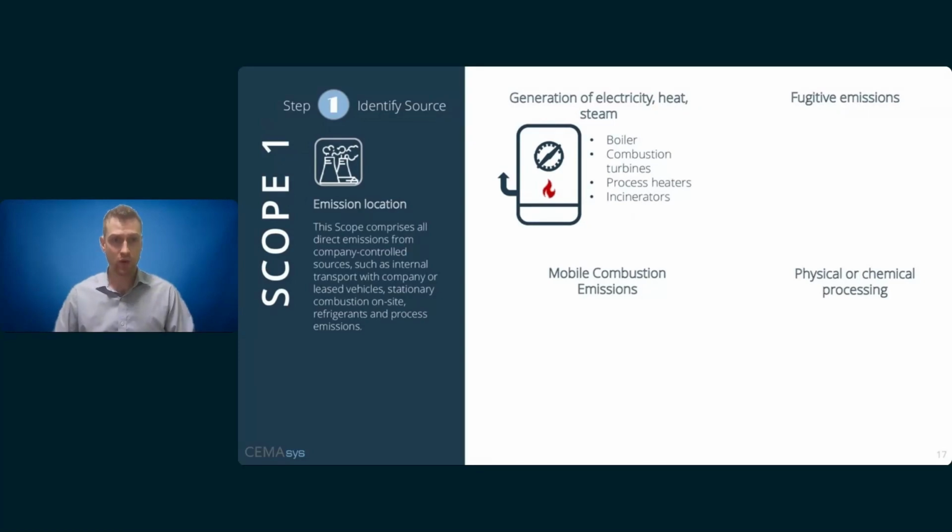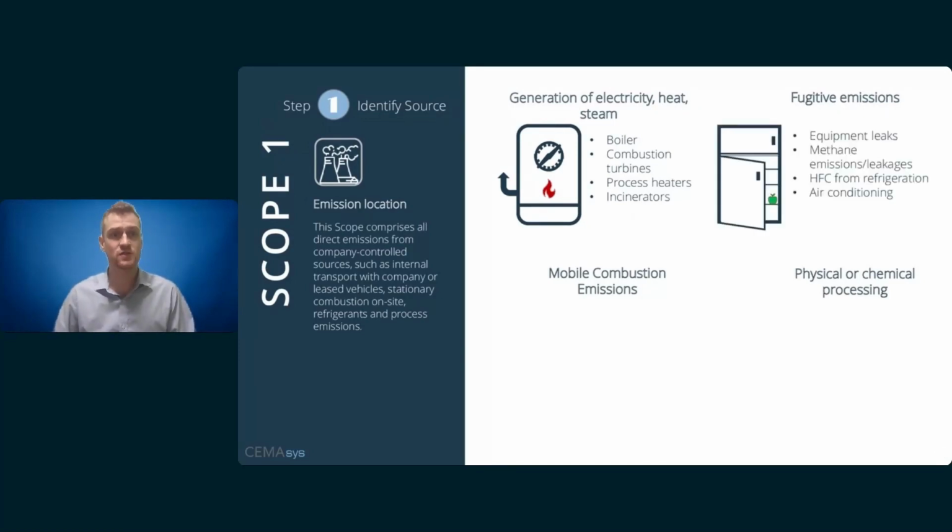We also see scope 1 sources from fugitive emissions. Fugitive emissions are most often seen in the form of refrigerants, which may leak, releasing greenhouse gases. This also includes any other methane emissions, HFCs, and/or air conditioning.